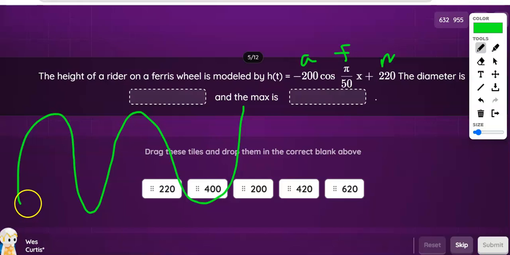Why is this a trig graph? Because you start at the bottom, you ride to the top, you go back down to the bottom, and you go back to the top. Trig graphs are perfect for modeling the height of a Ferris wheel rider.